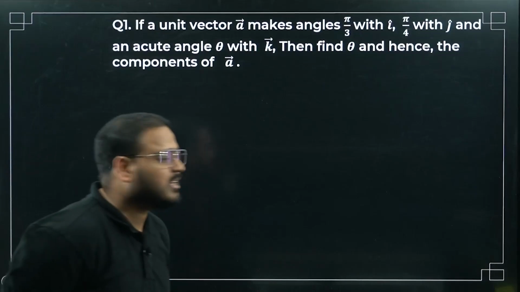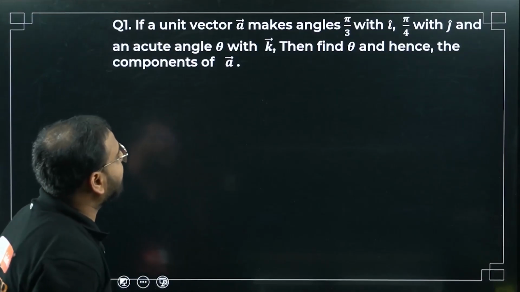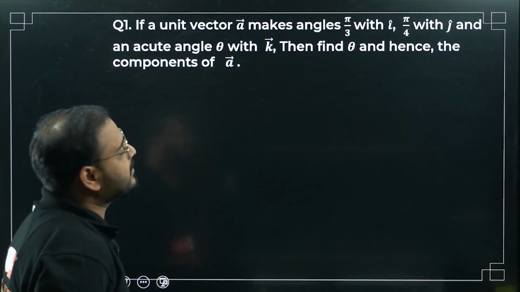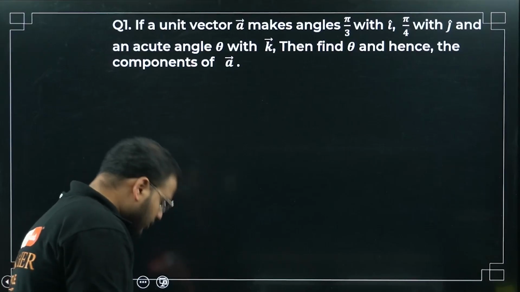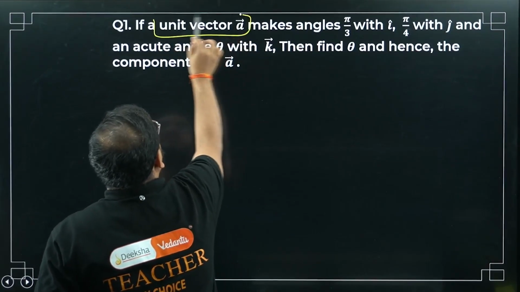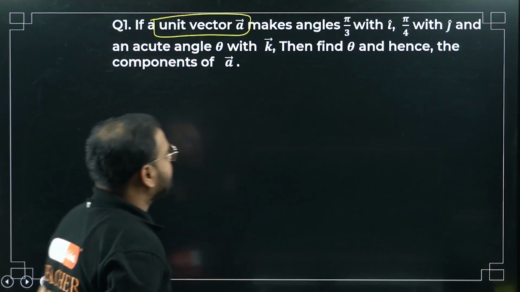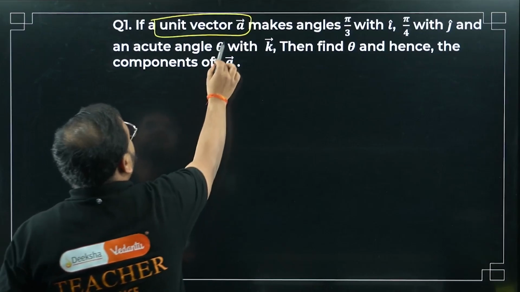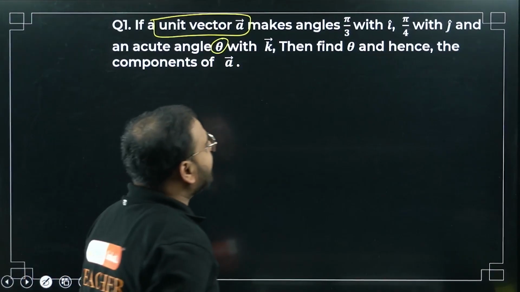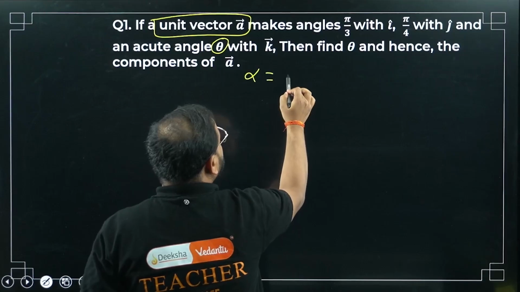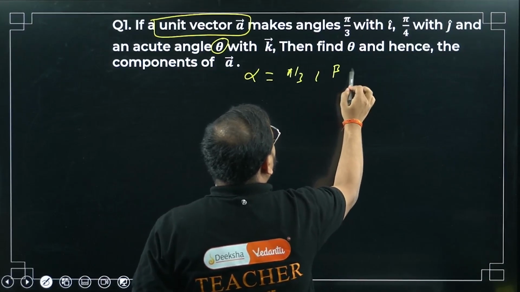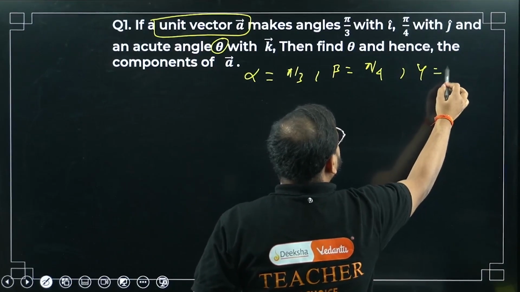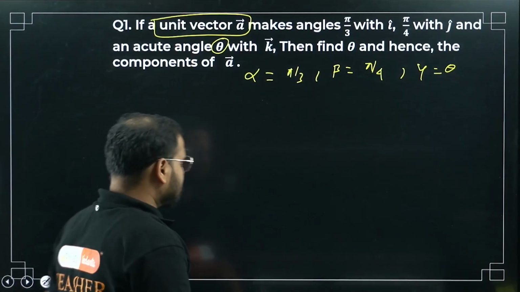First question, let's see. If a unit vector A makes angle pi by 3 with i cap, means they're talking about the component. The vector is a unit vector, means the magnitude is 1. Now pi by 3 with i cap, pi by 4 with j cap, and an acute angle theta with k cap. So with the angles known, my alpha is given as pi by 3, beta is given as pi by 4, and gamma is given as theta. Can we write direction cosines? Yes sir, we can write it.